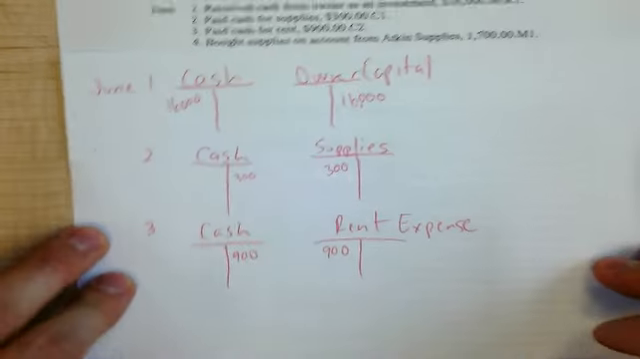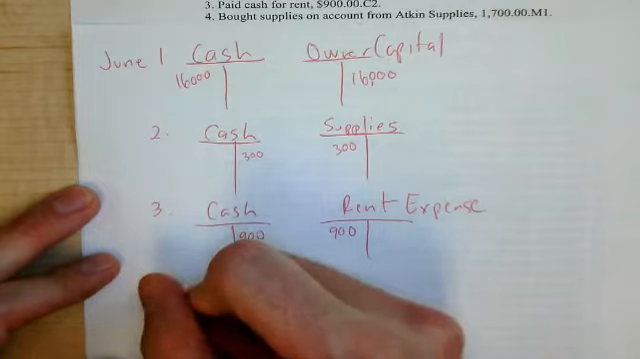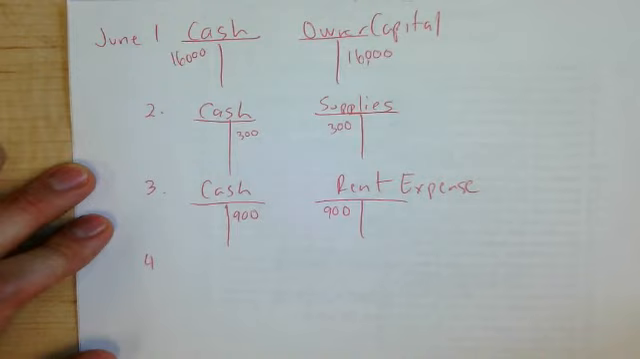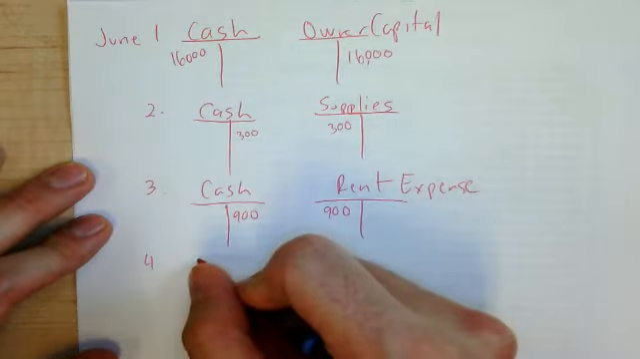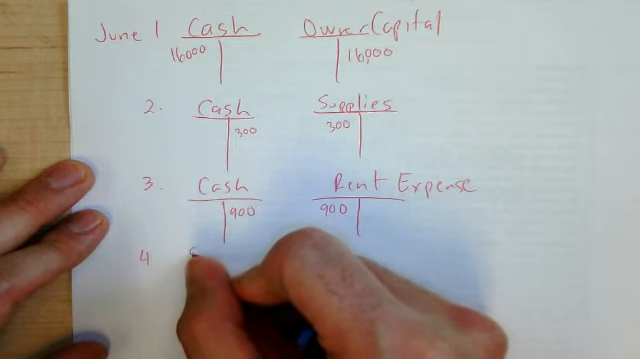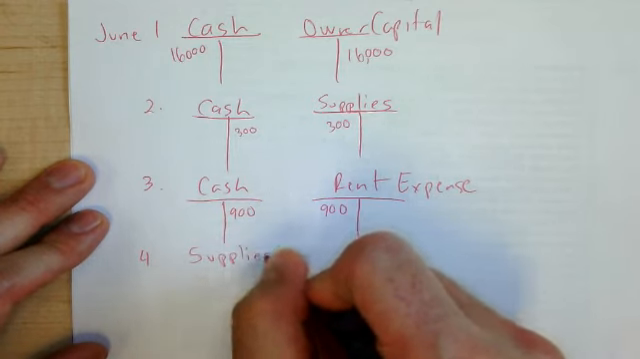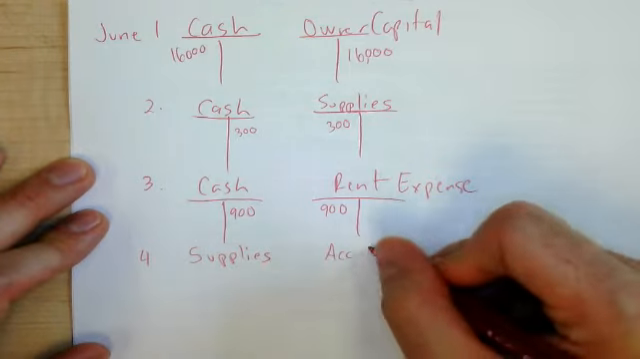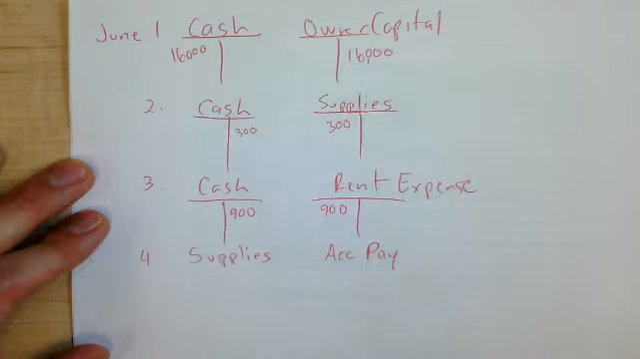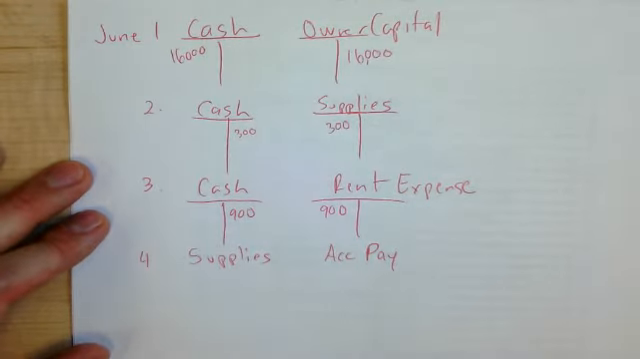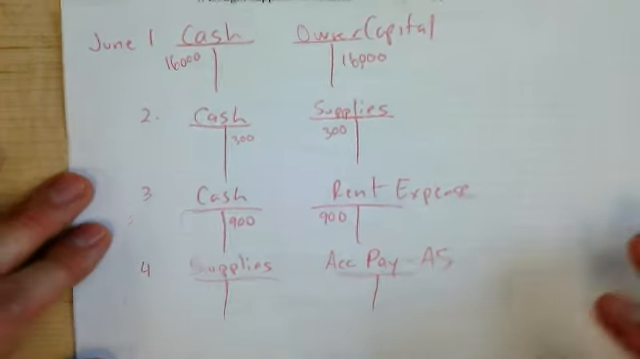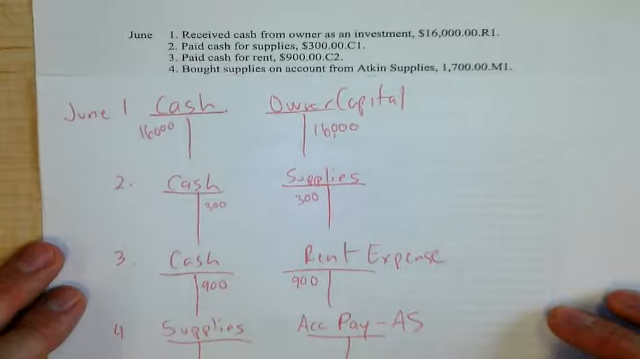Next one, bought supplies on account from Atkins Supplies, $1,700. So on the 4th, I know we're going to have what account first? Volunteer. Connor. Bought supplies on account. So you do Supplies, yep, supplies, and then you do account payable. Payable, good. Because we are going to owe them money because we bought something from them, but we didn't pay cash. So supplies, Accounts Payable, Atkins Supply. I'm going to abbreviate. So that is that transaction for those of you watching at home.